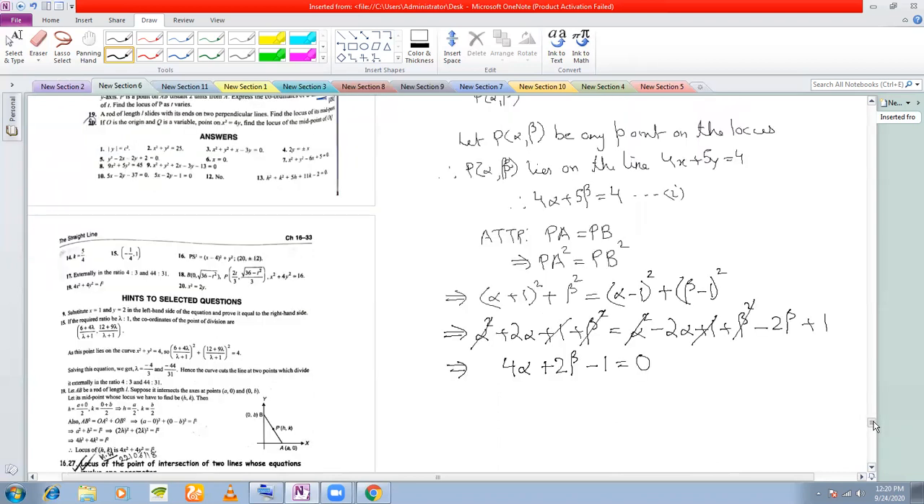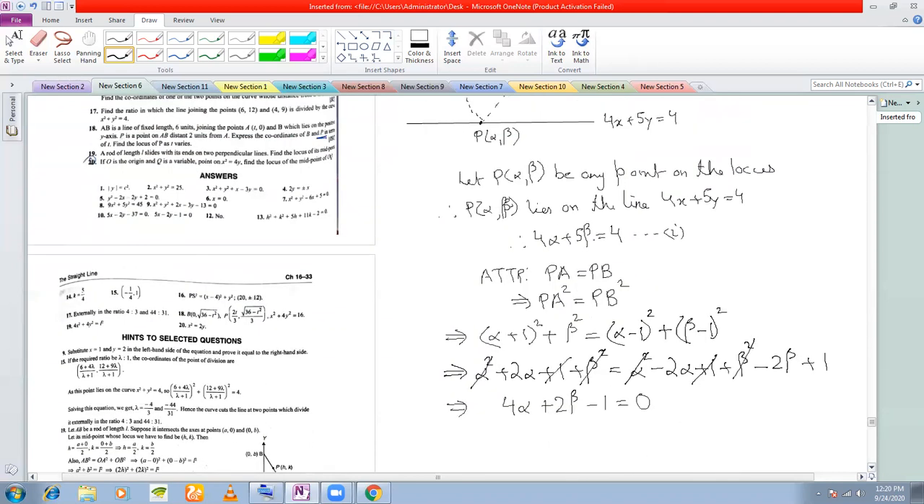Now this is the locus, but the restriction here is that it must lie on this line also. So what you do is you find out the value of alpha or beta from 1 and put it in 2.